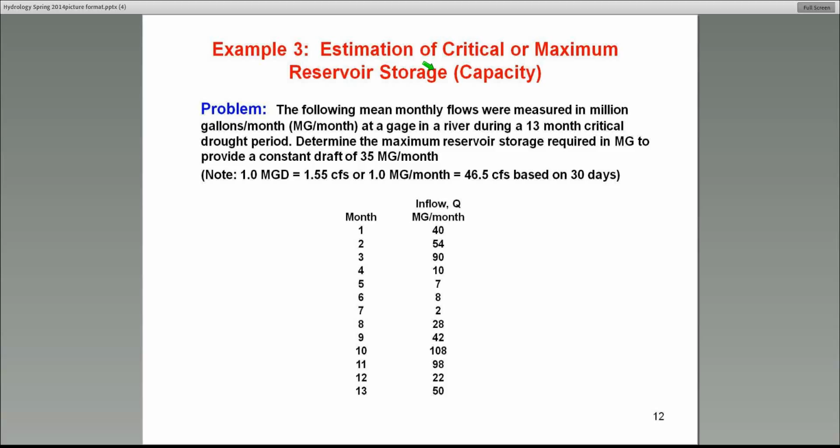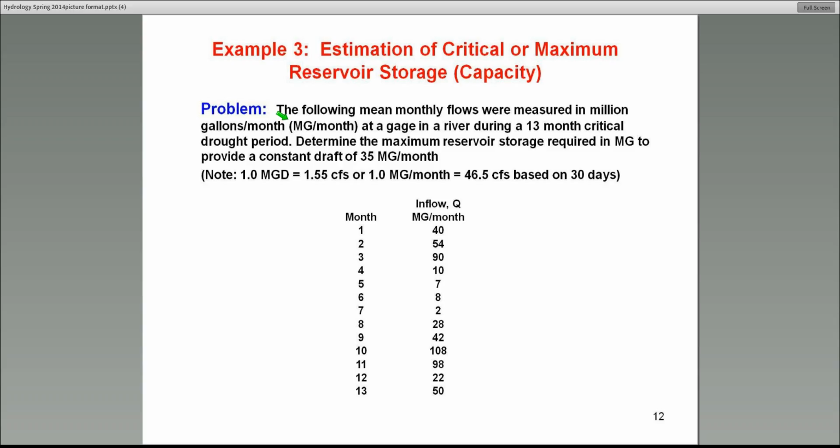Remember, the flow period they'll give you is a critical time period. They will not give you all the inflows, obviously. Typically, they use a 1-month time frame for that. So at a particular site here, it says the following mean monthly flows were measured in million gallons per month. So the unit is million gallons per month, volumetric, at a gauge in a river during a 13-month critical drought period. So I only selected a critical drought period of 13 months. Determine the maximum storage required in million gallons to provide a constant draft of 35 mg.